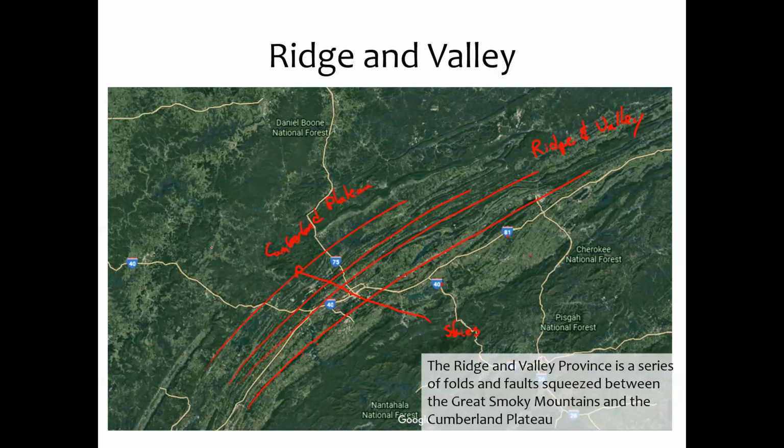Instead, you see that they're highly dissected. You can see what we call dendritic stream patterns here, but there's not a lot of folding present in these rocks. So the Ridge and Valley province is a series of folds and faults squeezed between the Great Smoky Mountains and the Cumberland Plateau.